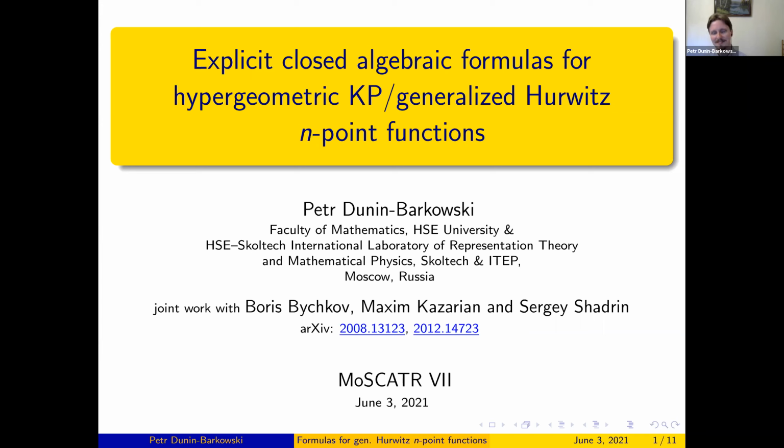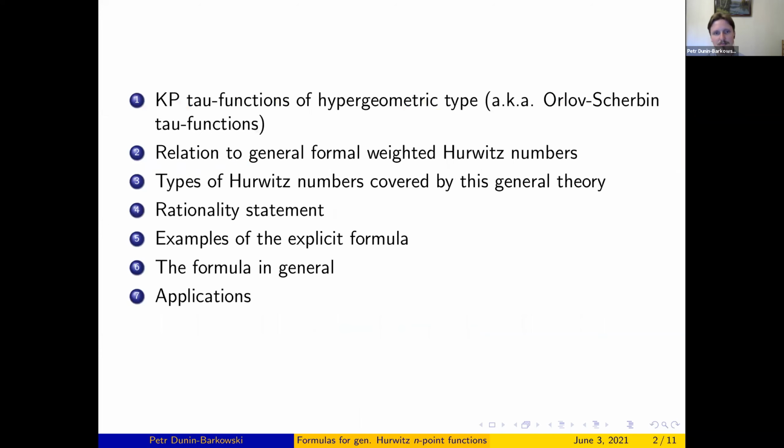So what I'm going to talk about is joint work with Boris Bychkov, Maxim Kazarian, and Sergei Shadrin. You can find it on arXiv. And as you can see, it's explicit closed algebraic formulas for basically generalized Hurwitz endpoint functions. So what is that? Well, okay, let's proceed.